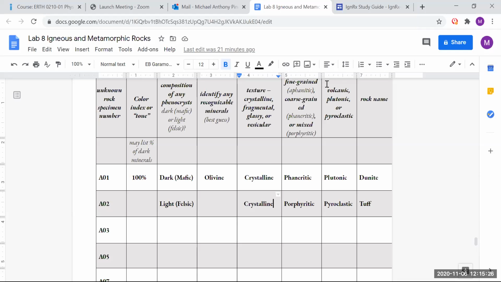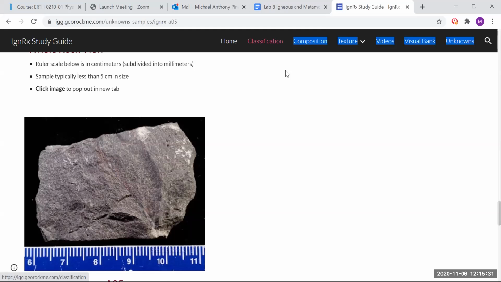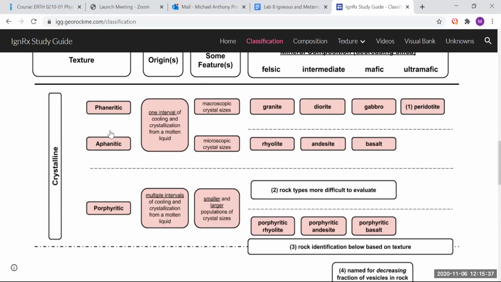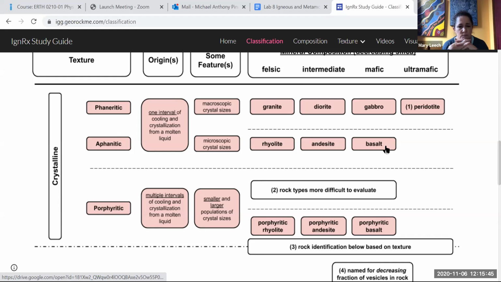So then, what are you going to name it? If it's aphanitic with a mafic composition, is it basalt? Yep. All right. See how easy that was? Yep. I think I'm starting to get the hang of it more. Good.